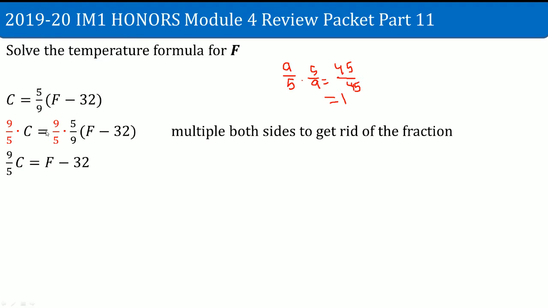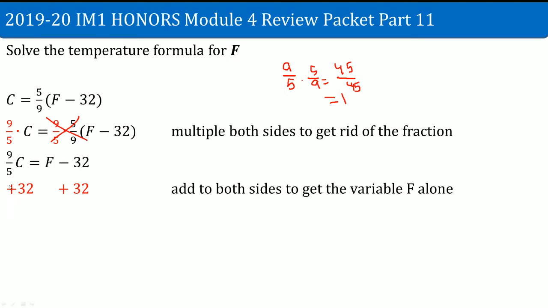That's why this cancels out, boom, cancels out. So you just get 9 over 5 C. On the right-hand side, you just get F minus 32. Add 32 to both sides, and you get F equals 9 over 5 C plus 32.